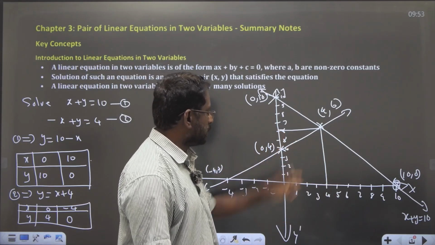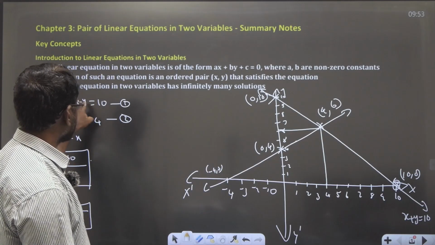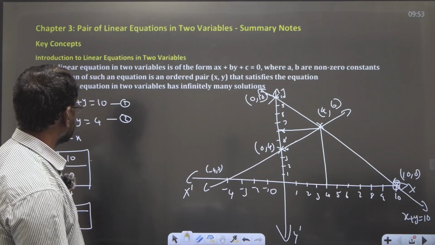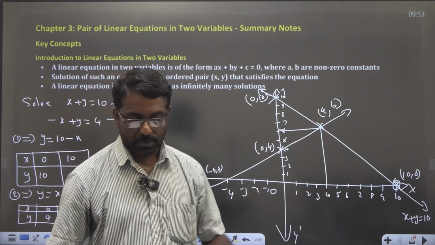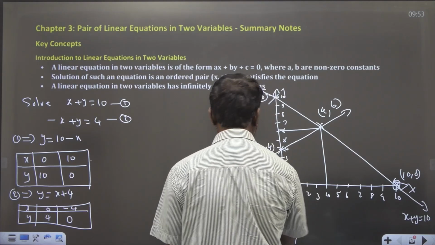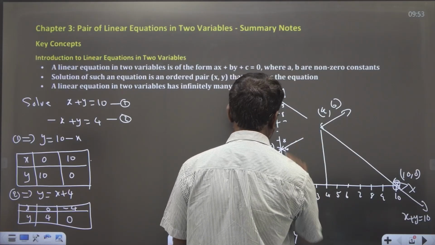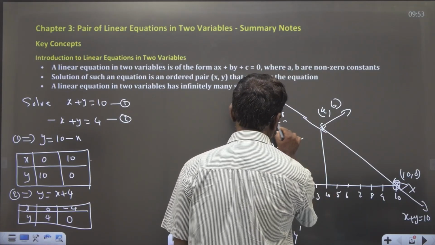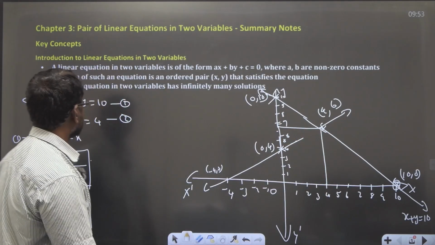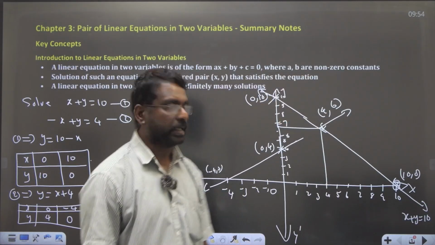Then also we got it, that is 6 and 4. Minus 4 plus 6. So the approximate value is not 6, it is 7. There is a mistake in the graph. This is 7, 6 is here only. If you use a graph paper, you will get the correct answer.